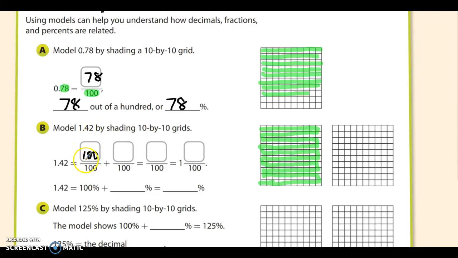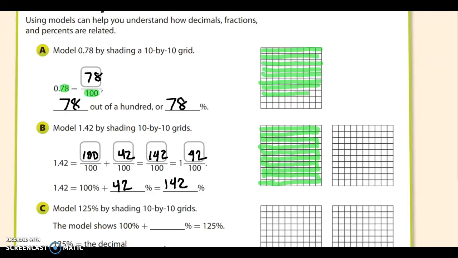Our first bubble is 100 out of 100. Our second bubble is going to be this one right here, which is going to be 42 out of 100. Which is a total of 142 out of 100. Now what does percent mean? Percent means out of 100, so if we have 142 out of 100, it's going to be 142%. This is 1 and 42 hundredths right here. 1.42 equals 100% plus 42% for a total of 142%.